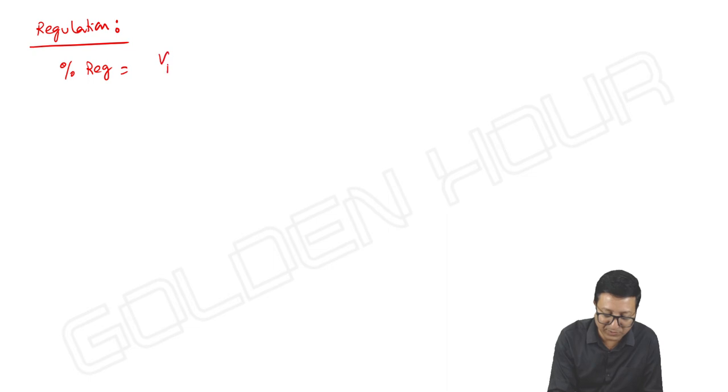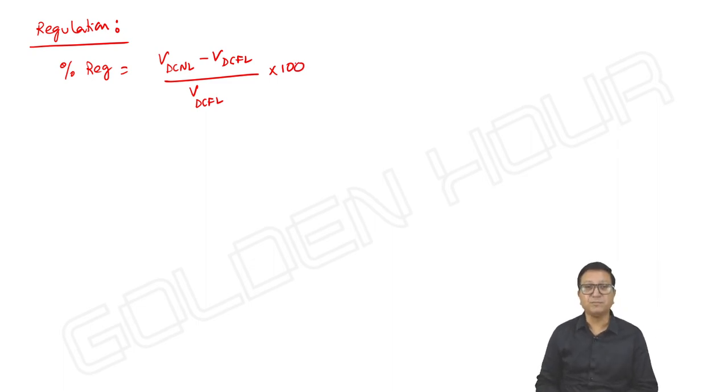The next parameter is percentage regulation, or I can say voltage regulation. What is meant by percentage regulation? I can write it like percentage regulation is equal to VDC no load minus VDC full load by VDC full load multiplied with 100. Okay, equation wise it is fine. What is meant by VDC no load?